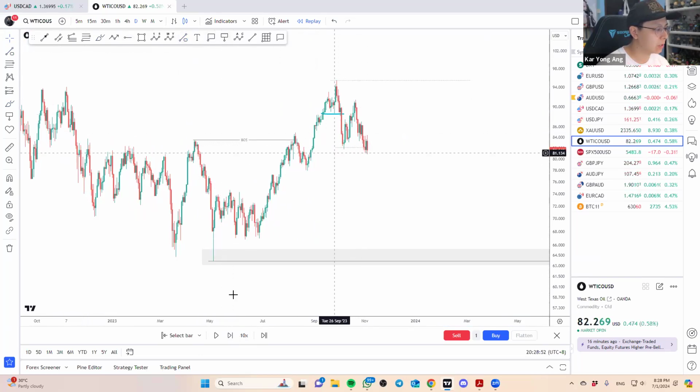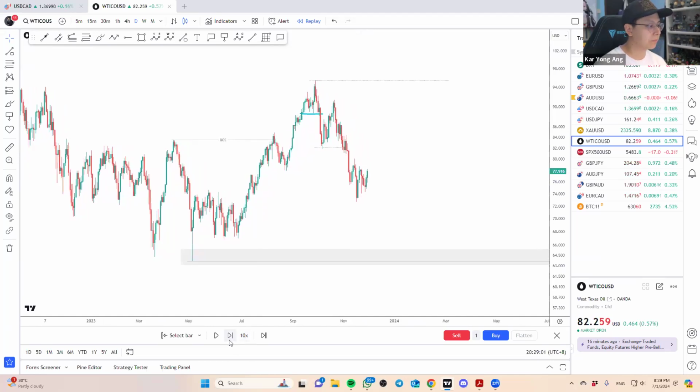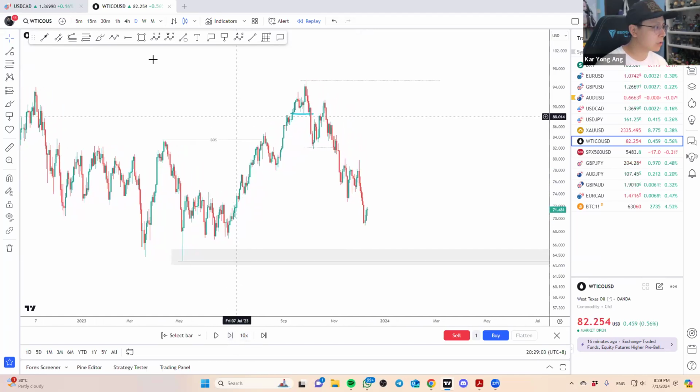Okay, so we have a break and close below. So on the lower time frame, we are actually in the bearish structure state. Okay, and then of course the market continues to move lower. We have break of structure, pull back, another break of structure over here.